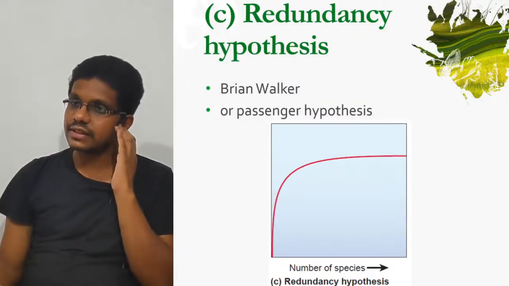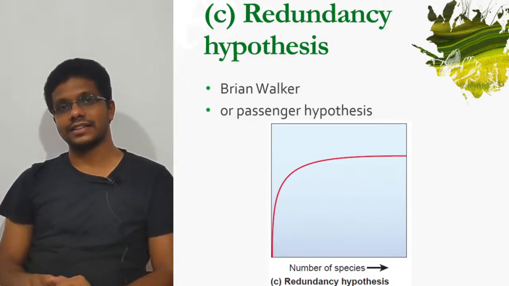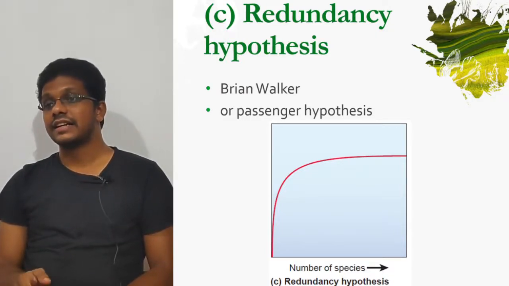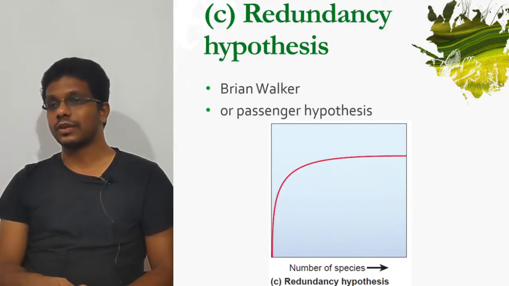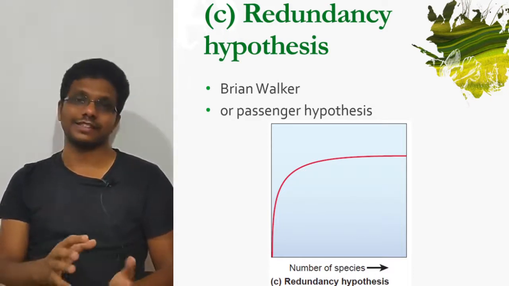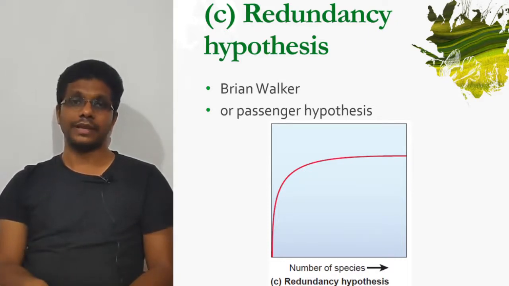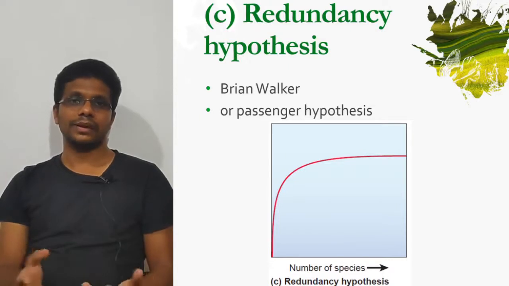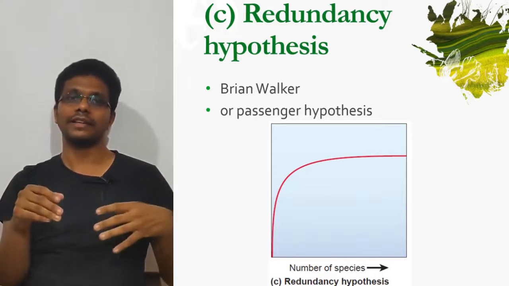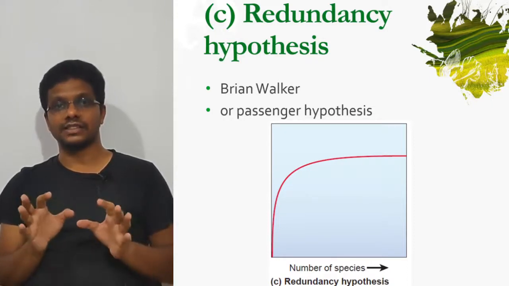Next, we have the redundancy hypothesis. It is also called the passenger hypothesis. In the redundancy hypothesis, they are taking the metaphor of the aeroplane. In this case, it says that the ecosystem is not like the aeroplane and the rivets. Actually, it is like an aeroplane and passengers. An aeroplane usually has many passengers, and we are not talking about the economics of the aeroplane, how much the aeroplane companies gain. We are talking about whether the aeroplane is able to function, whether it is able to fly.